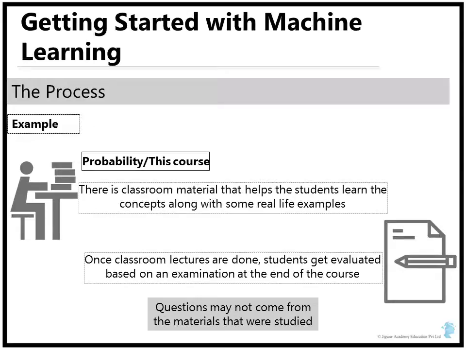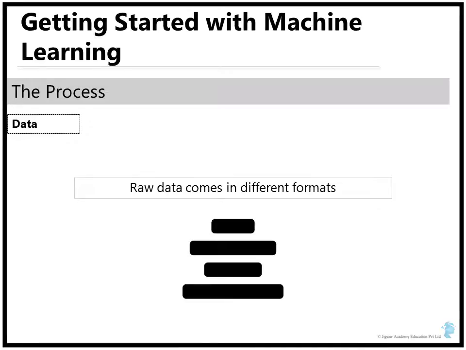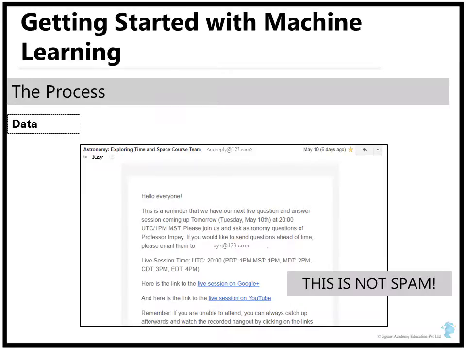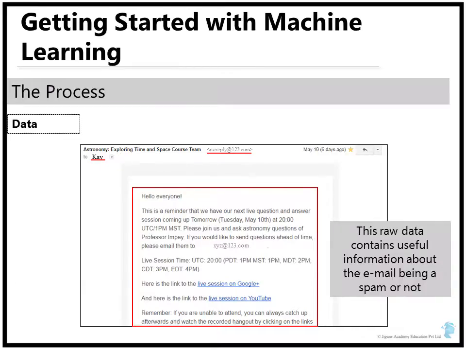So, how does data look like? Raw data might come in all sorts of different formats, and here is an example of an email that is probably not a spam. This data for one email, as you can see, is a bunch of text along with sender and the receiver information. Reading through the text, you can guess that this is probably not a spam. It then means that this raw data contains useful information about the email being a spam or not a spam.